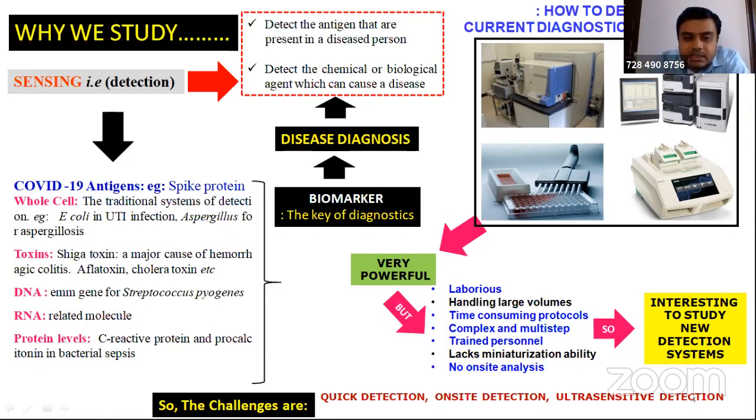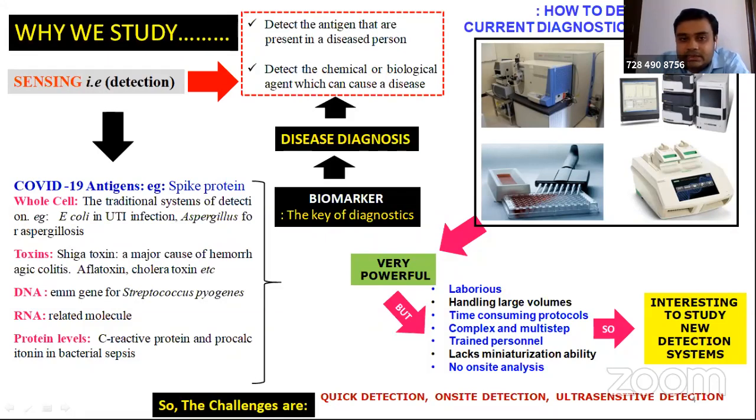So that is the basic thing. And all those molecules are collectively called a biomarker, right? So the biomarker can be anything. It can be a whole bacteria, it can be DNA, it can be RNA, it can be a single molecule or anything, right? And when we detect a biomarker, then we diagnose a disease, right? So that is the main implication of the word detection or sensing.